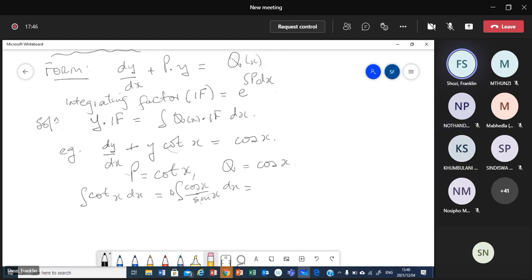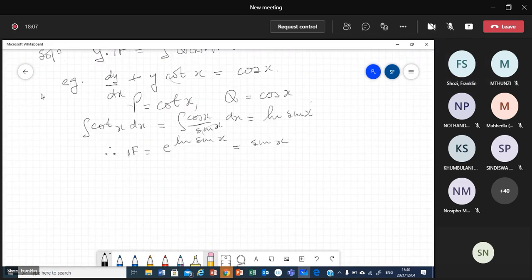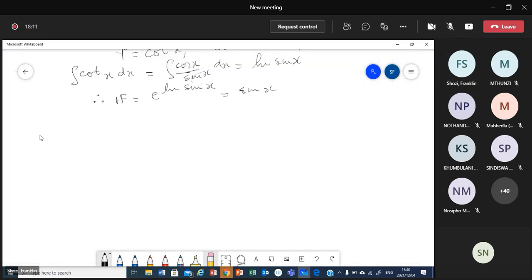So the derivative there, is this related to that? Yes. The answer here is ln what? Ln sine x. Therefore, don't forget your integrating factor is e to the ln sine x, which is nothing else but sine x. Remember how to treat logs. Therefore, what is the solution?